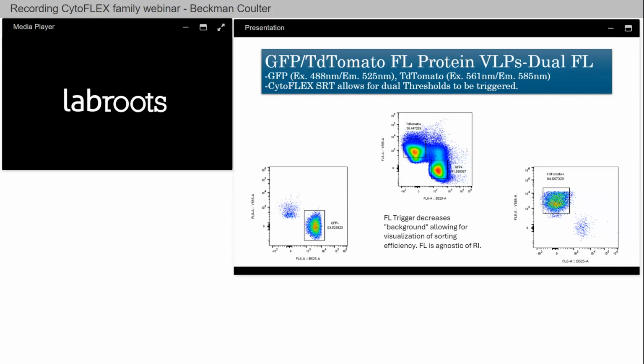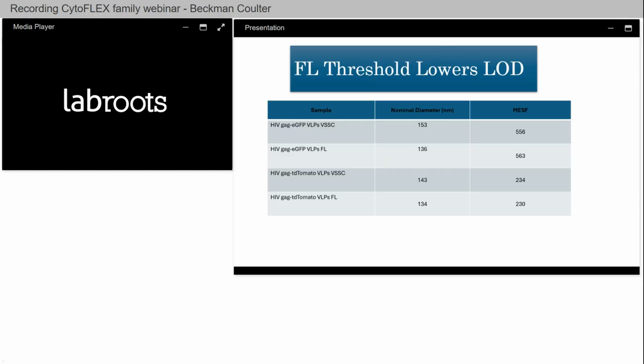We're also not too worried about the refractive index of the samples, right? This starts explaining a little bit why we're seeing different nominal diameters, because fluorescence is agnostic of refractive index. And so things become very focused on just the positivity and not necessarily what is happening in the scatter. But yes, it is problematic if you don't have fluorescence. So we still have to think about all this, right? And we have to think, okay, we're lowering the limit of detection based on actually looking at fluorescence.